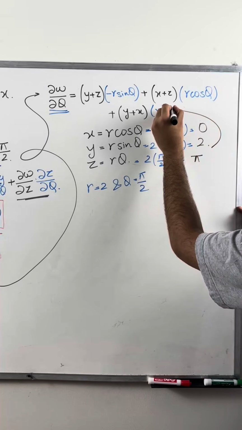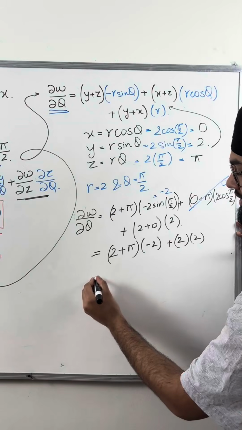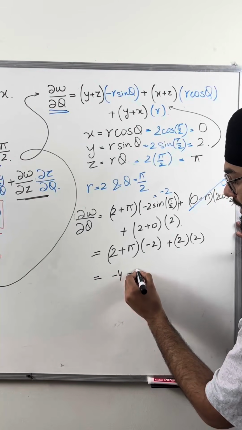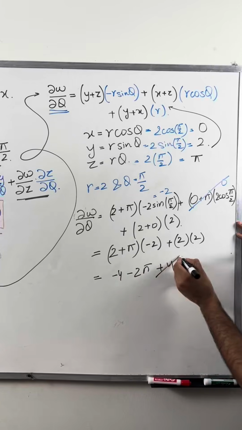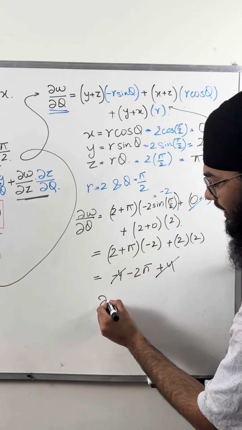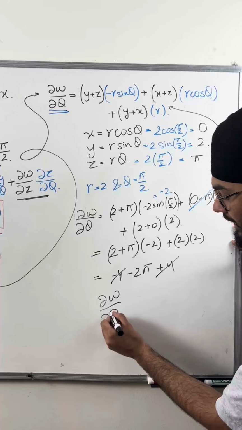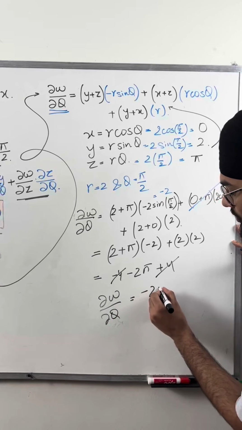Now let's plug in all these values in our equation, which is equal to negative 4 minus 2 pi plus 4. Negative 4 and plus 4 cancel out, and we get that the partial of w with respect to theta is equal to negative 2 pi.